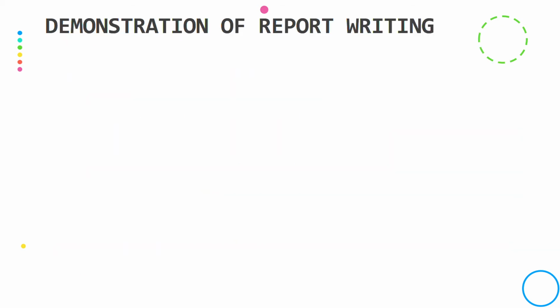Now coming to the next one, demonstration of report writing. How are you going to demonstrate this report writing in AFM? Okay. Let's say this is your question. Okay. In exam: Advise whether company X should go ahead with the proposed investment or not. Okay. Now how you are going to write a report on this? I have done that for you.